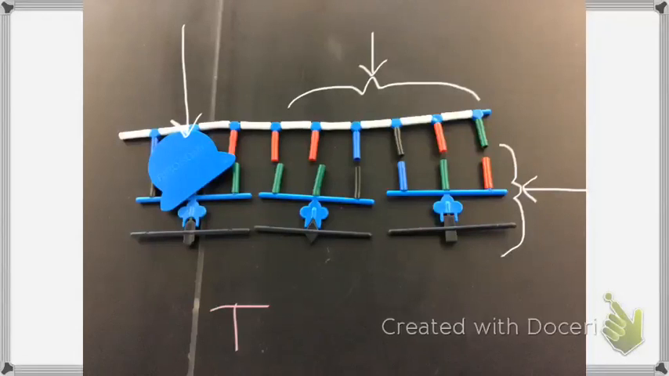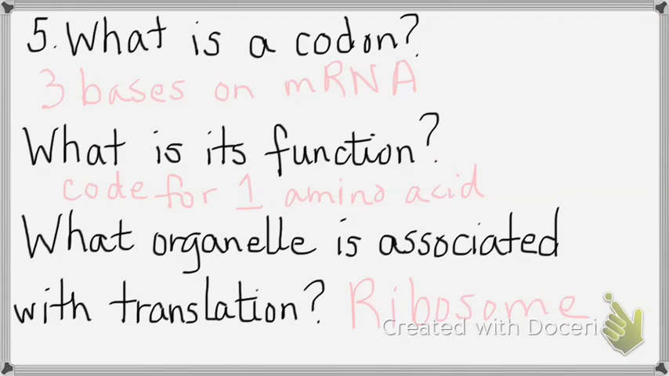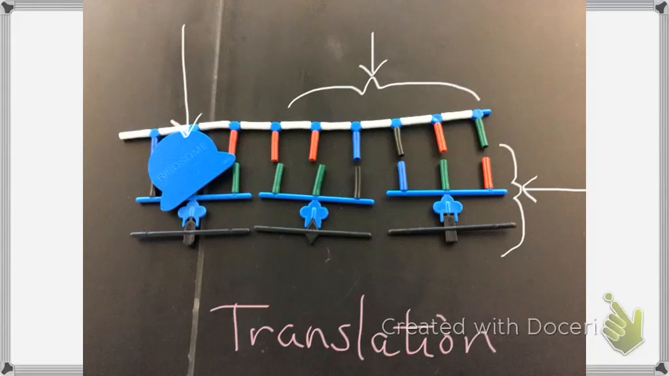tRNA. Translation. So a person might ask, how do you know you're doing translation? Well, I'm just going to take a look back at what you just said. What organelle is associated with translation? Well, look at it right there. Do you see it? What is that? That's a ribosome. If you see a ribosome, you're doing translation, because you just told me that the ribosome is used for translation.